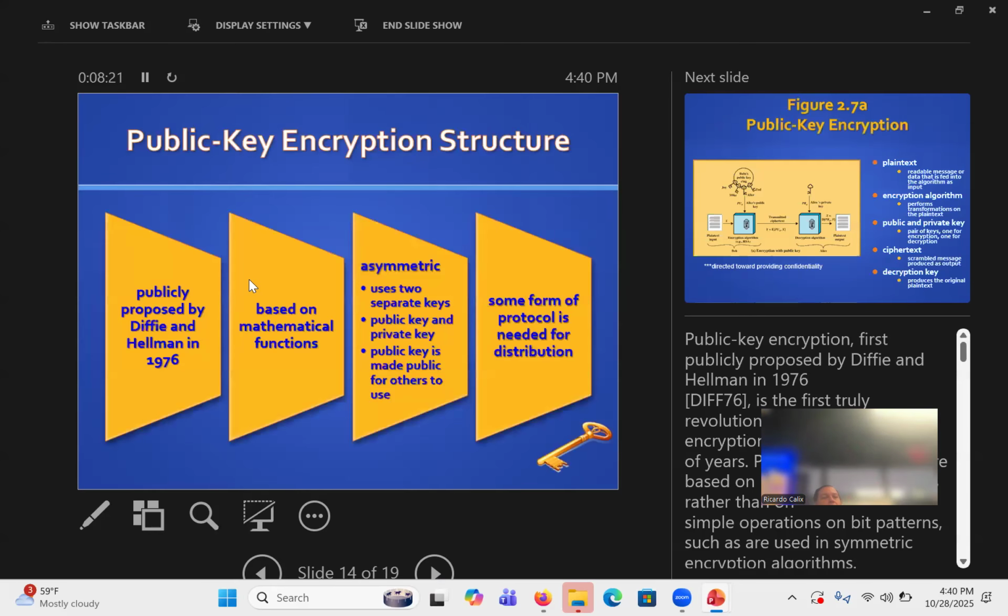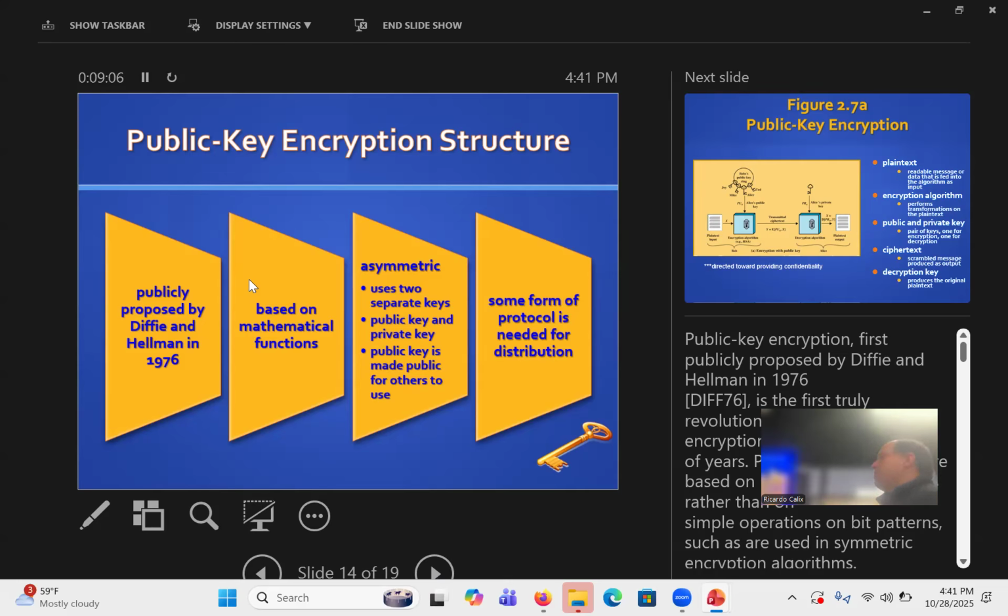All right, so let's take a look over here, just a few final thoughts, and then we can switch over to the notes. So public key encryption structure. It was proposed by Diffie and Hellman in 1976. So that's why Diffie-Hellman is still used sometimes, not as popular as RSA, although I believe recently they made an improvement and it regained use. So it's still out there. But this was the original proposal in 1976 based on mathematical functions. We'll take a look at those probably next week.